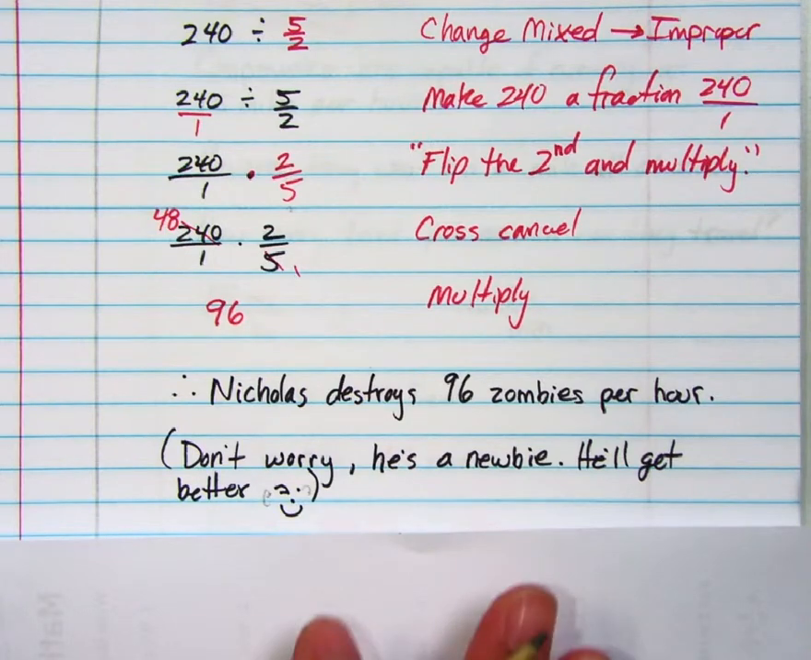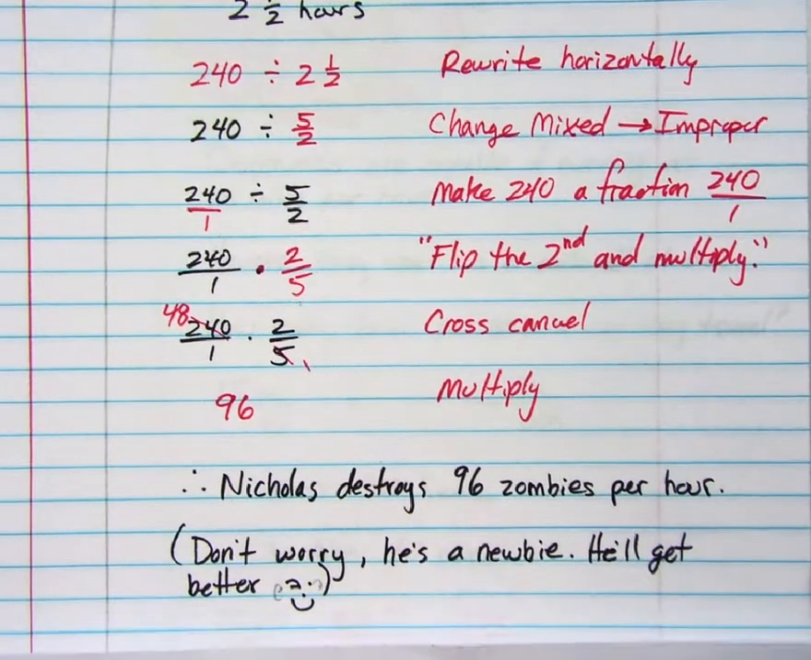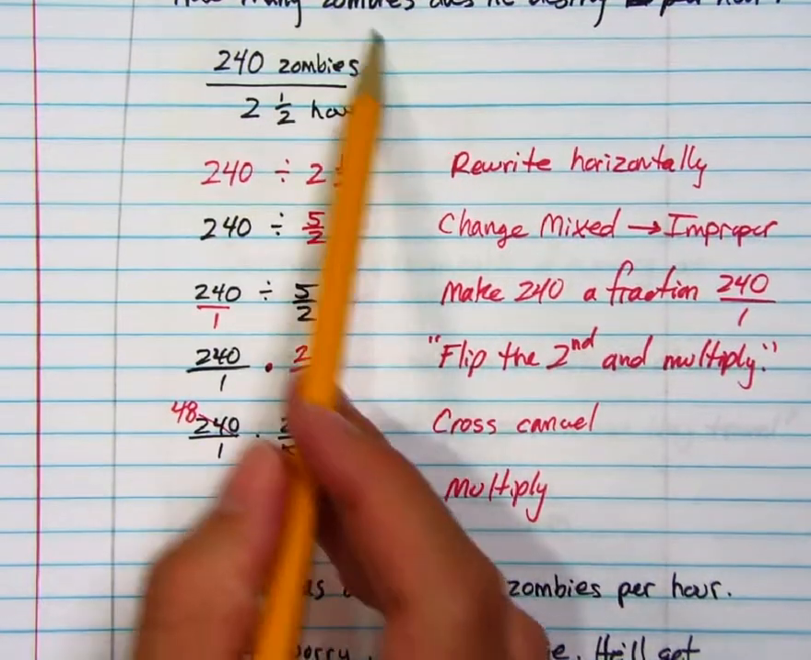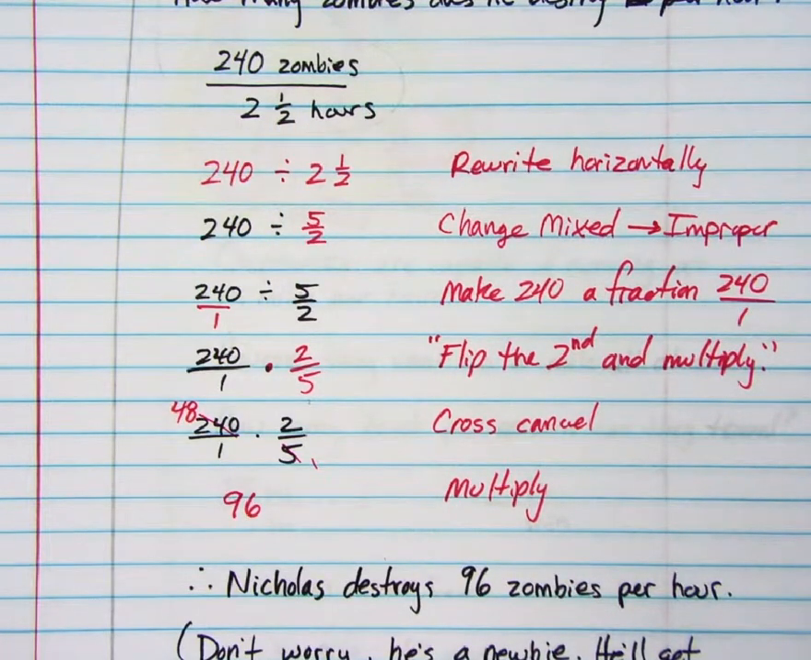Anyway, those are some examples of complex fractions and how to find unit rates with them. Make sure you have your questions ready for tomorrow, and we'll explore this some more.